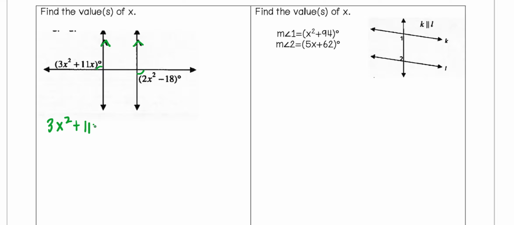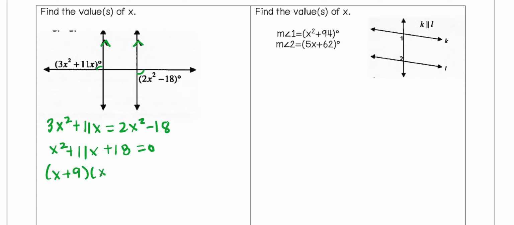So 3x squared plus 11x should equal 2x squared minus 18. Remember, whenever we see an x squared, we want to set equal to 0 to try to find the solution. So subtract the 2x squared minus 18 from that side, and we'll end up with x squared plus 11x plus 18 equals 0. We have a leading coefficient of 1, so we can just find factors of 18 that add to 11, and that would be 9 and 2. So x plus 2 and x plus 9 are both equal to 0. And when we solve for both of those, we get x equals negative 9 and x equals negative 2 as our two solutions.